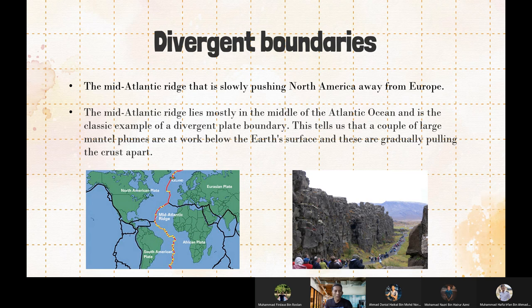Divergent boundaries also form volcanic islands, which occur when the plates move apart to produce gaps that magma rises to fill. The Mid-Atlantic Ridge is slowly pushing North America away from Europe. The Mid-Atlantic Ridge lies mostly in the middle of the Atlantic Ocean and is the classic example of a divergent plate boundary. This tells us that a couple of large mantle plumes are at work below the Earth's surface, and these are gradually pulling the crust apart.